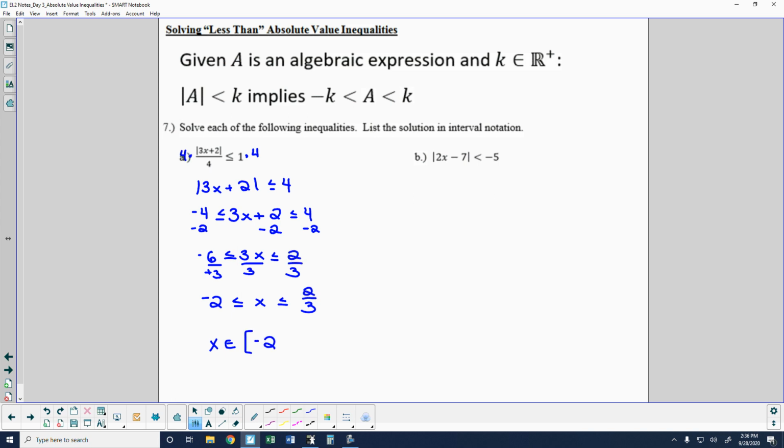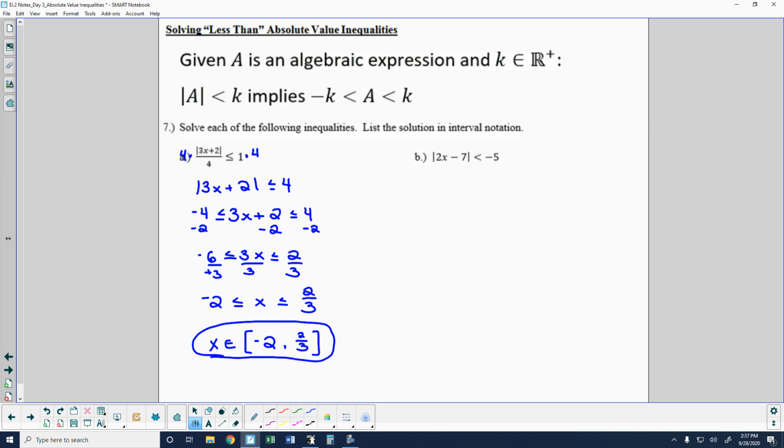And -2 is going to have a bracket around it, because this symbol right here means we are going to be to the right of -2, but including -2 because it's equal. Then this symbol means we're going to be to the left of 2/3, and including 2/3 because it is equal. So the interval would be from -2 to 2/3.